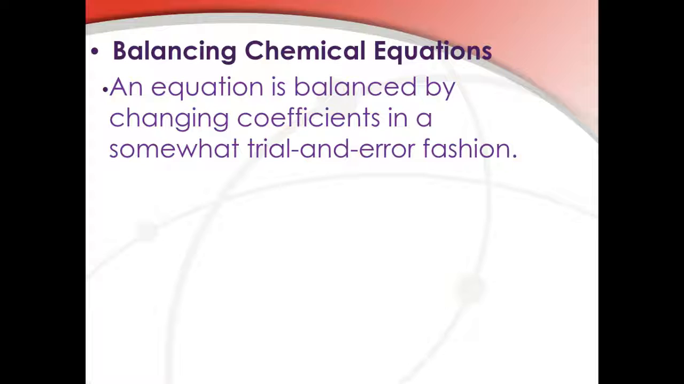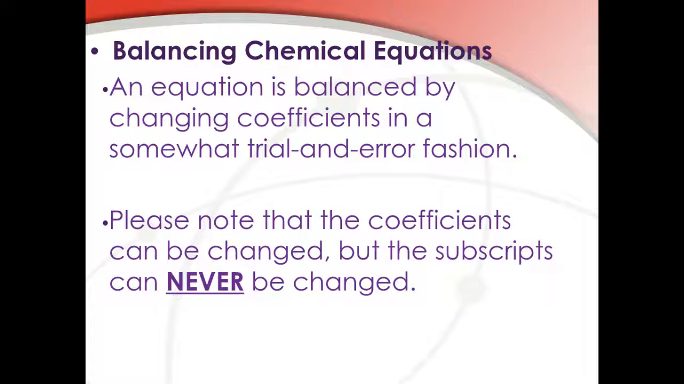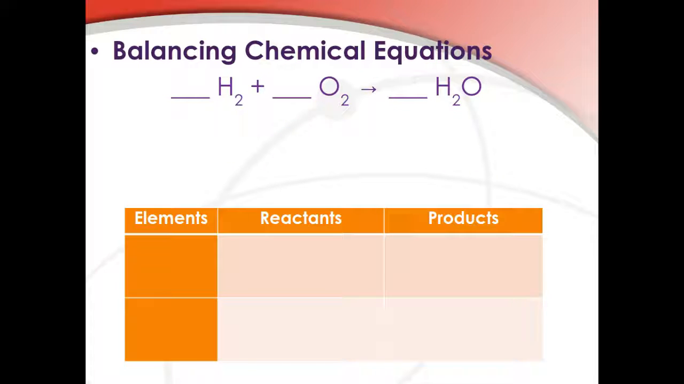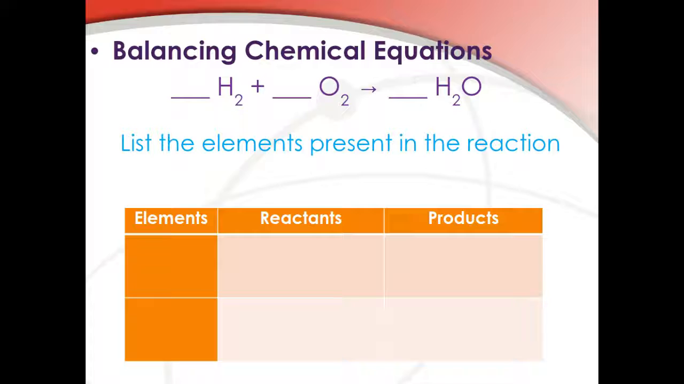In order to balance a chemical equation, we need to change the coefficients. And we do this in a little bit of a trial and error fashion. Even though we change coefficients, it's really important to pay attention to the fact that you cannot change a subscript. This little table is one method to help you keep track of the differing number of atoms as you change coefficients. And as we work through this, I'm going to be filling out this table.